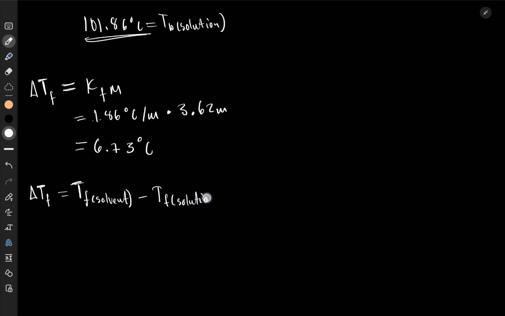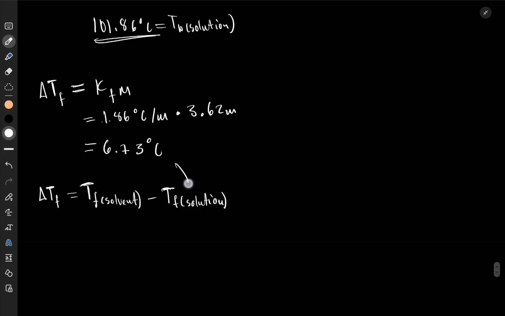You say to me, how do you know? Well, the bigger one should always come first. We know that when we're talking about a depression here, that means that when we add the solute, something that's going to dissolve, it's going to reduce the freezing point. So it's lower. So it's the one we write second. The solution comes second. So what is the freezing point of water? We have to know it, 0 degrees Celsius.